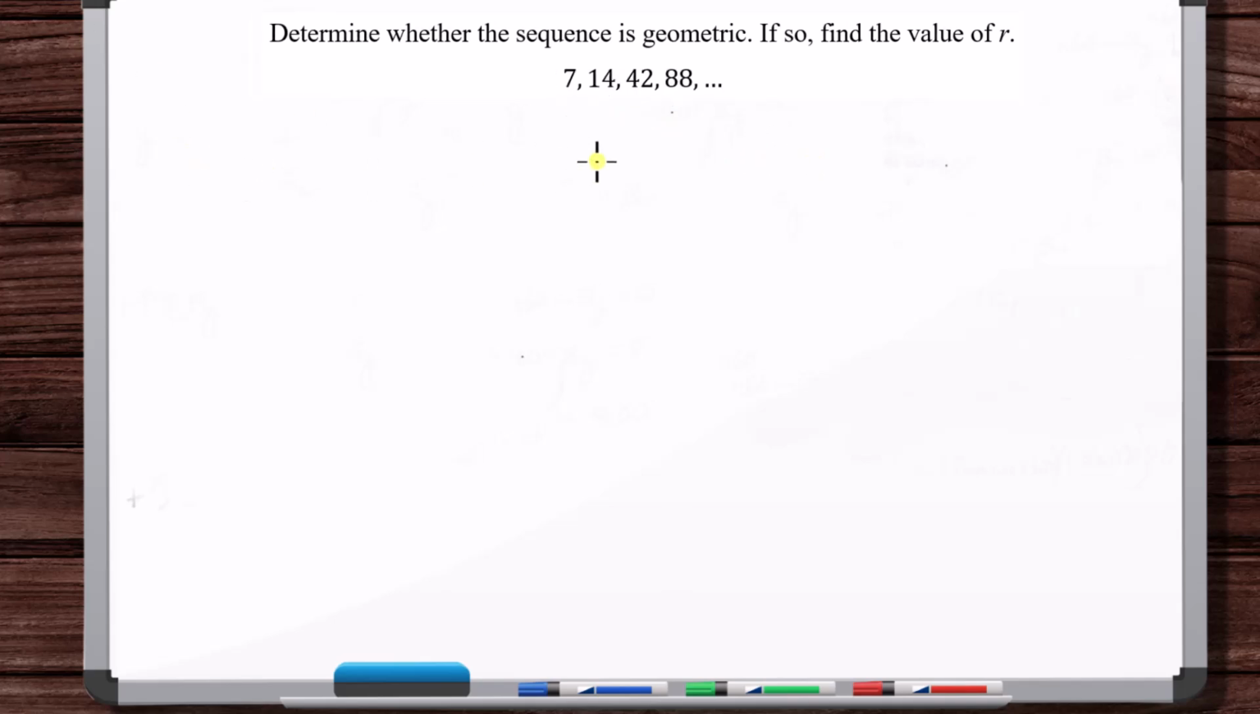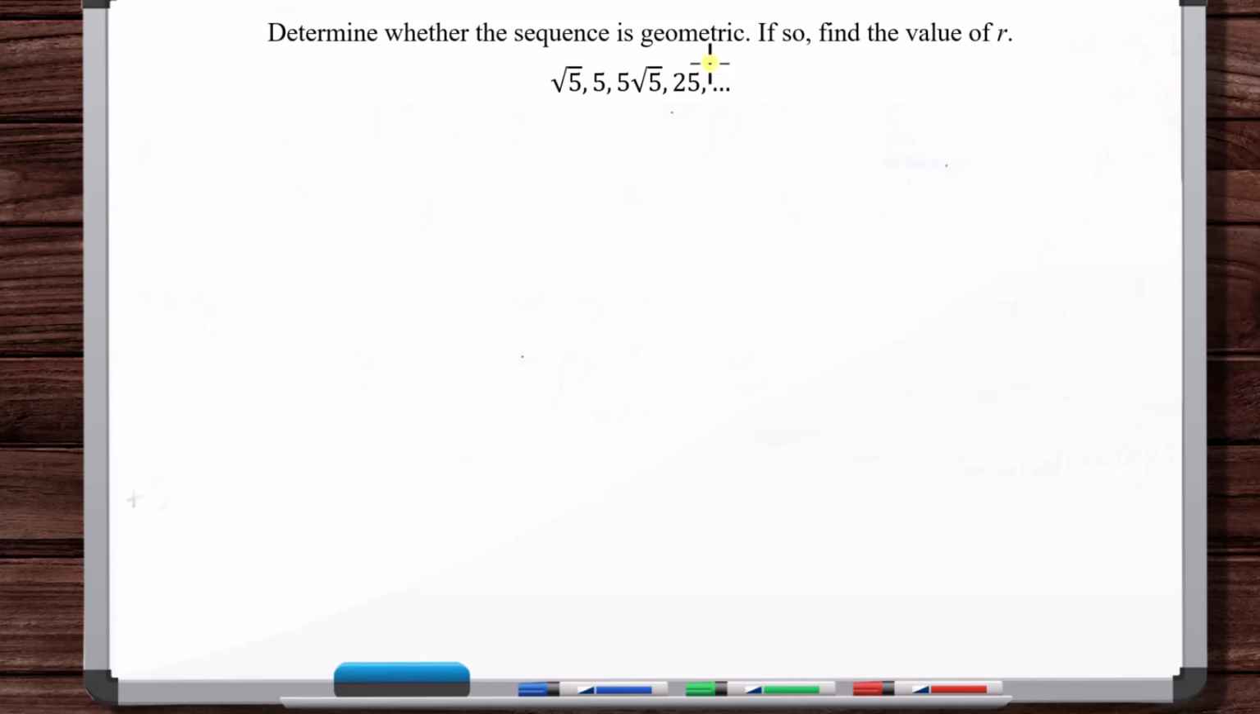Okay, same type of problem. Determine whether the sequence is geometric. If so, find the value of r. So to get from 7 to 14, we multiply times 2. To get from 14 to 42, 14 times 2 is 28, so we're not multiplying times 2. To get from 42 to 88, let's see, 42 times 2 is 84. So it's not a common factor you're multiplying by here, so this is not geometric. So there is no r.